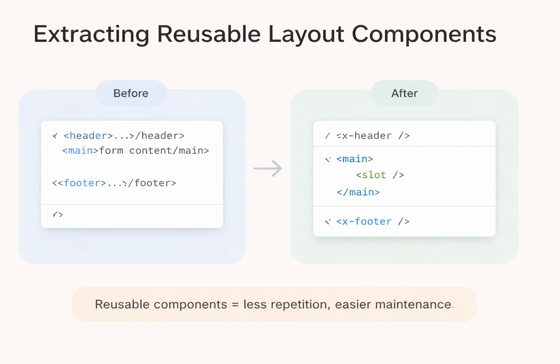The instructor also works on organizing the front-end code by extracting reusable layout components. Instead of repeating the header and footer HTML on every page, you cut them out and place them in separate component files. Then on each page, you simply call the component using the x-header and x-footer tags. The main content area uses a slot, which acts as a placeholder for whatever unique content each page needs. This is a standard component-based approach that makes the codebase much cleaner and easier to maintain. If you need to update the header, you only change it in one place.